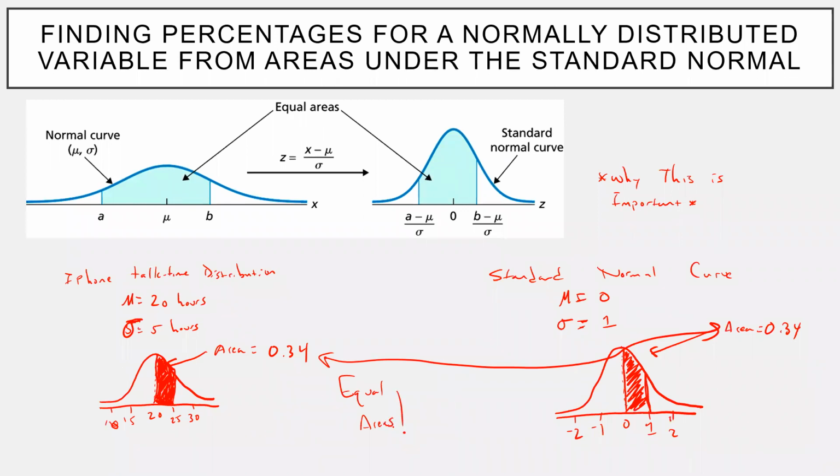And what's really cool is, using the z-score formula, you can take any normally distributed variable and turn it into a standard normal variable. So why do we care? What's the big deal?